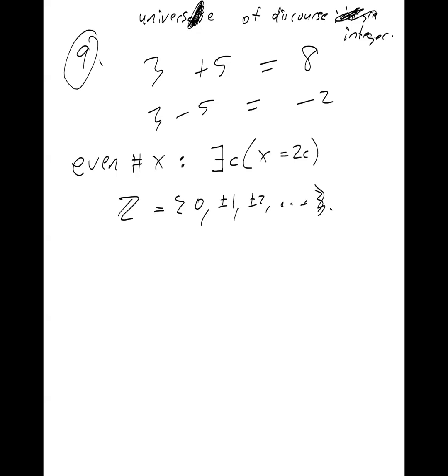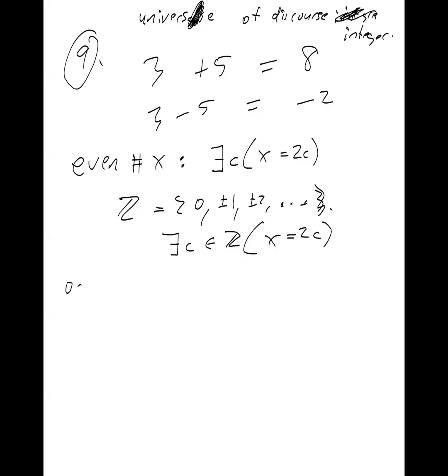So to make this a more proper definition of even numbers, we could say there exists a constant C in the set of integers Z such that X is 2 times that integer C. But anyway, that's a little bit overkill. So basically just remember an even number means that it equals 2 times some integer.